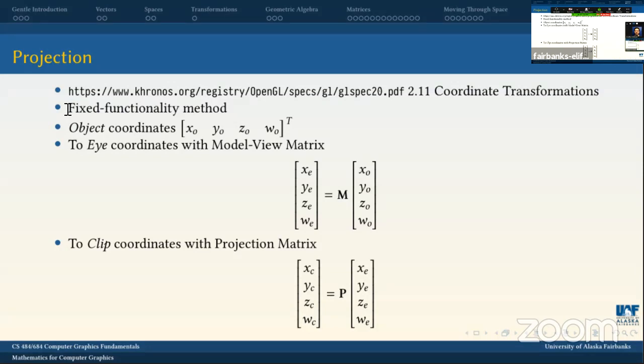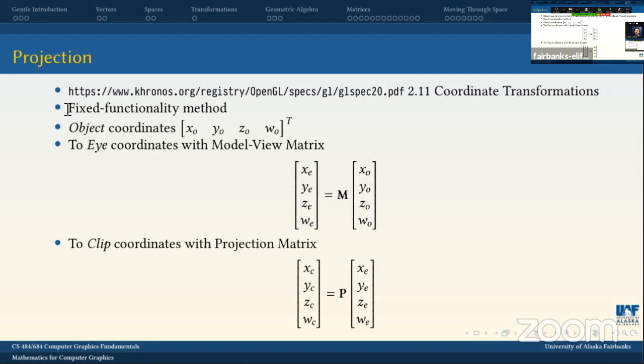Nowadays, it's all programmable, so we have to actually say, do these operations. But it used to be you could just say, here's what the world matrix is, here's what my projection matrix is, and you're good to go. So, we're going to look at that process, but it works the same with the programmable side for all intents and purposes.